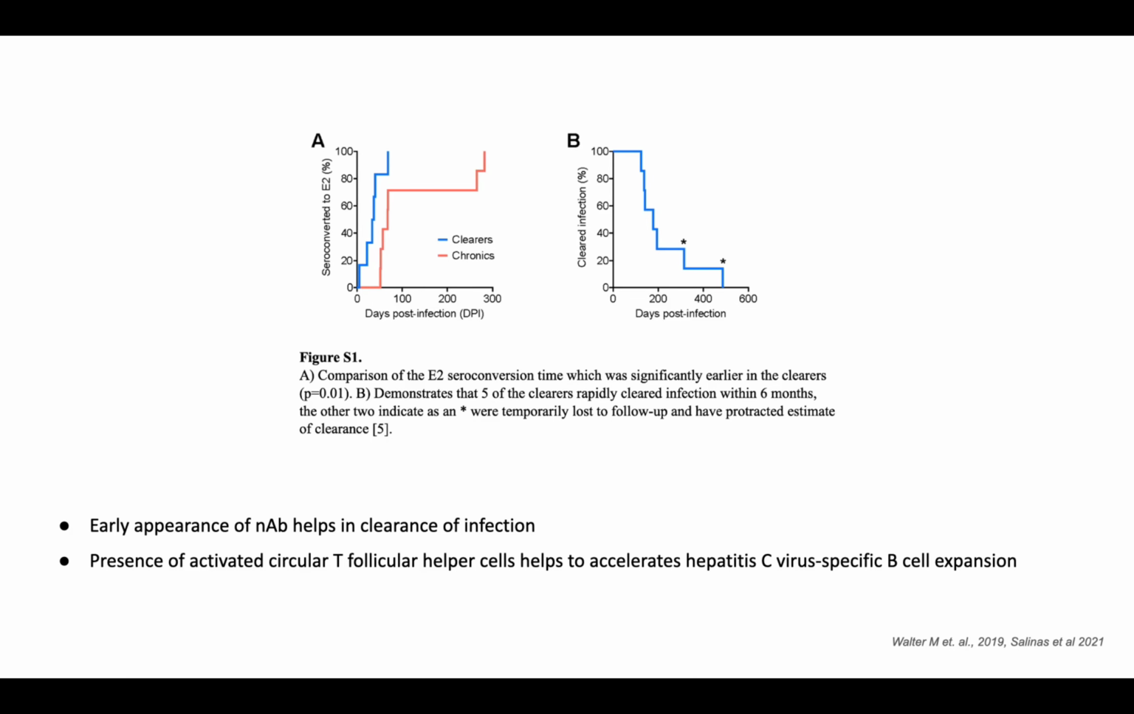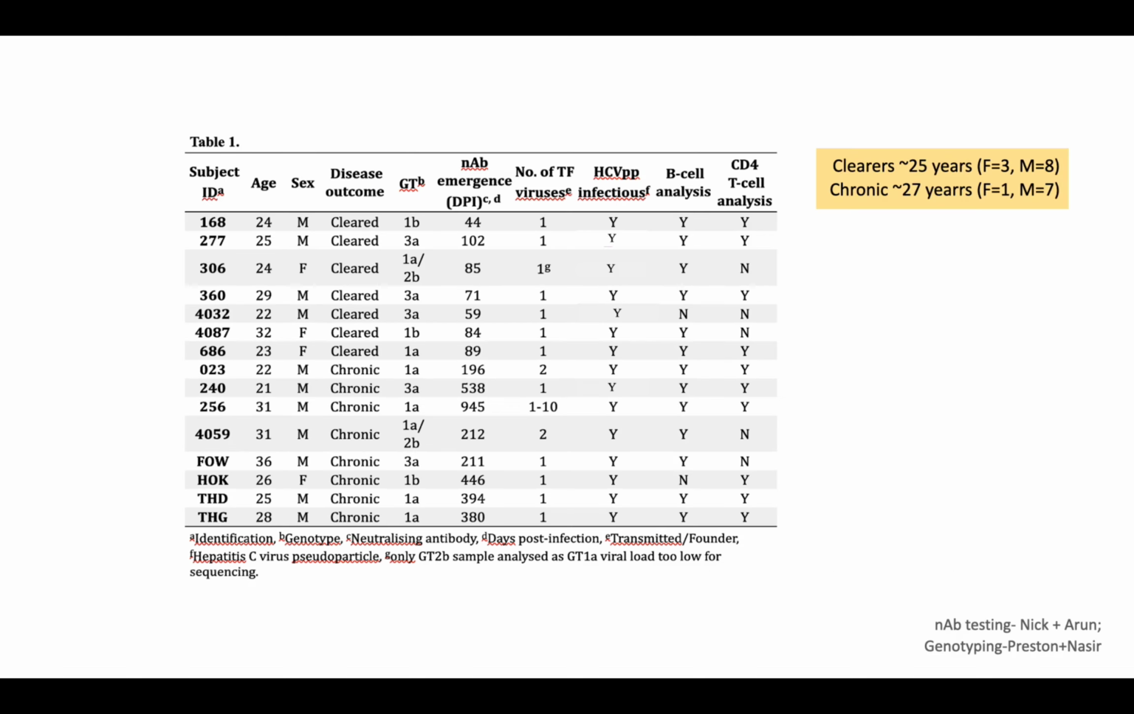So very early on in the lab, it was established that there's an early emergence of neutralizing antibodies in clearance that helps in the clearance of the virus, and there's a delay in the development of neutralizing antibody in chronics. So we wanted to understand what is driving this, and whether there are differences in the B cell repertoire or transcriptomic differences. For that, we had around 13 subjects with different genotypes; some of them cleared the infection, some of them developed persistent chronic infection.